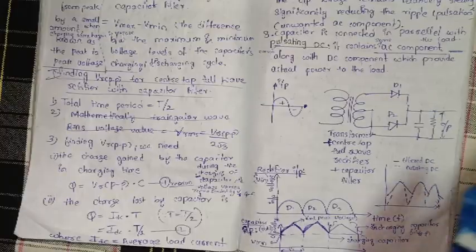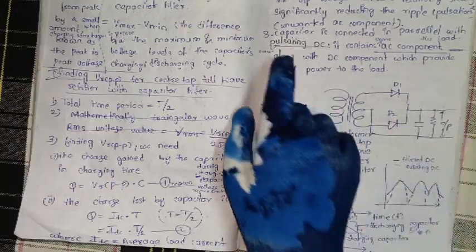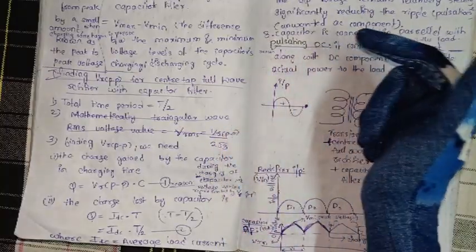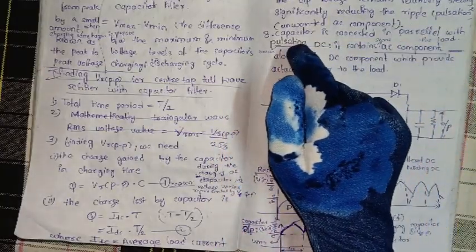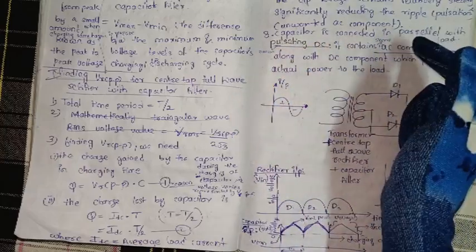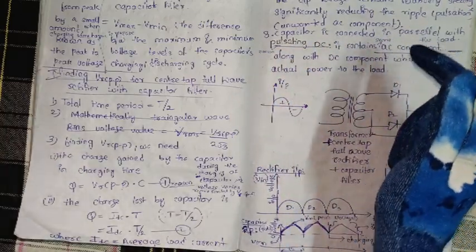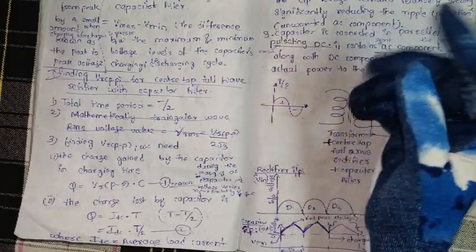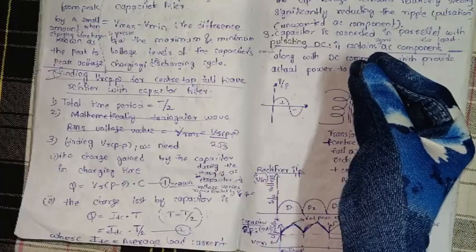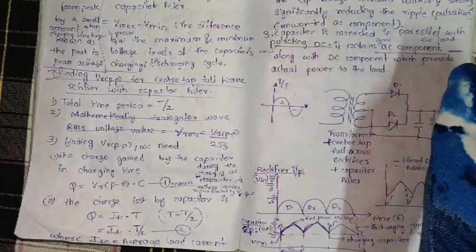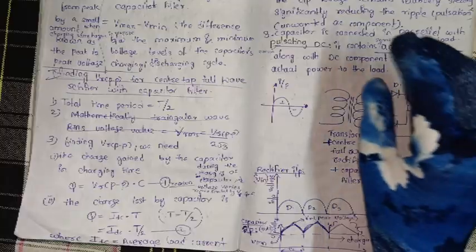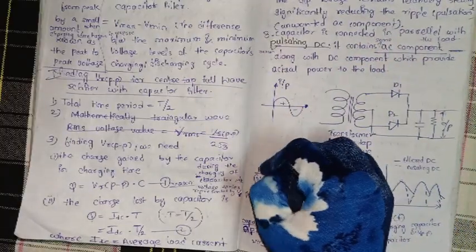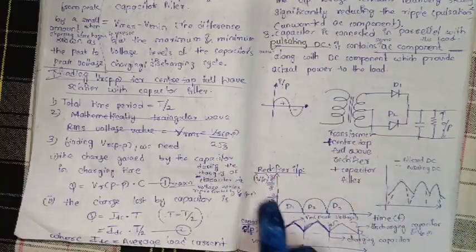As I said, the rectifier output is called pulsating DC because the rectifier output contains some AC component also. That's why it is not steady, it is pulsating like this.